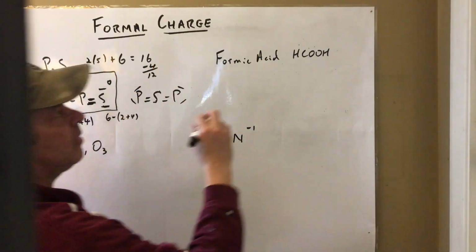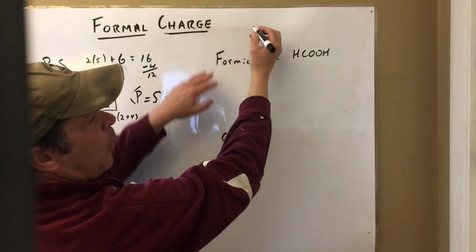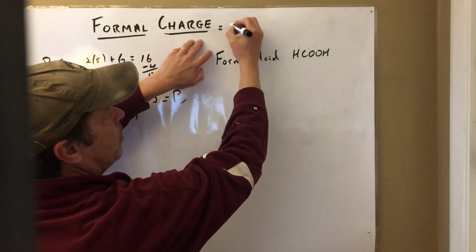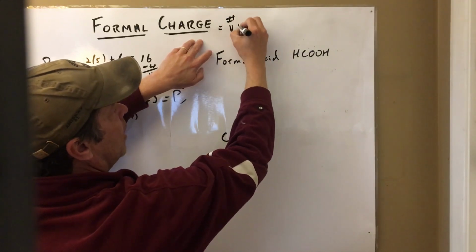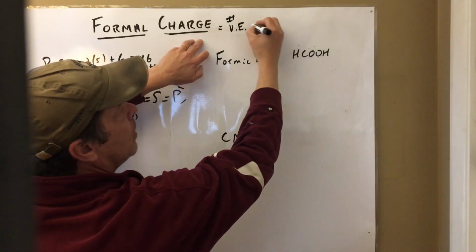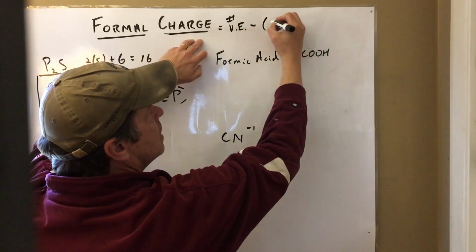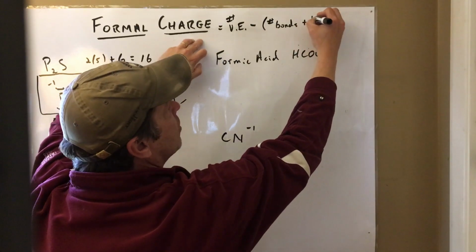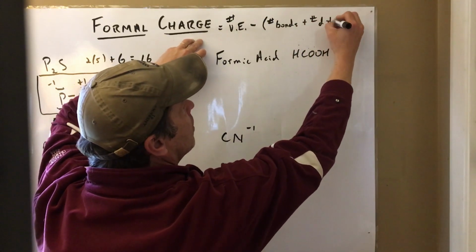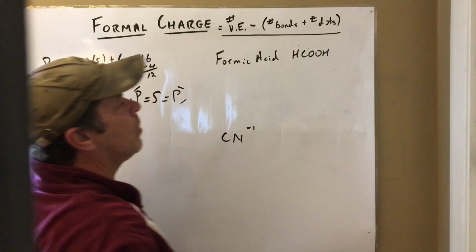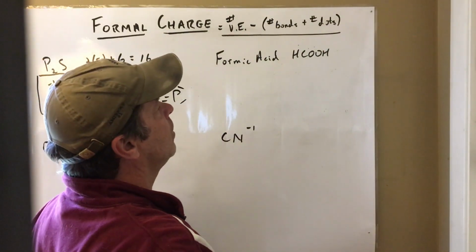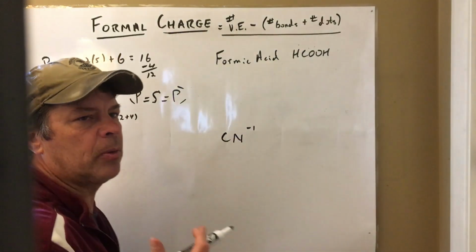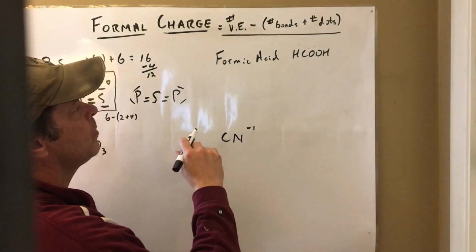Let's make sure you understand what equation I'm using to figure out formal charge. It's equal to the number of valence electrons in the atom minus the number of bonds plus the number of dots. I think that's a pretty easy way to remember how to calculate formal charge. There are other equations you'd see written in textbooks or on other sites.